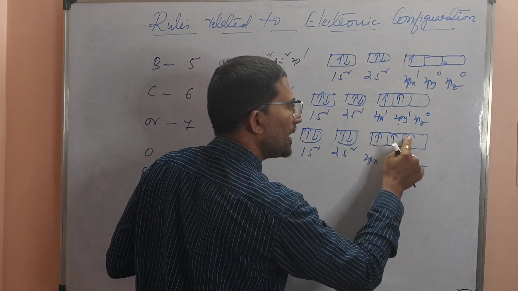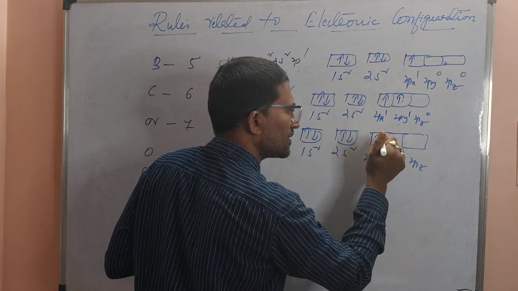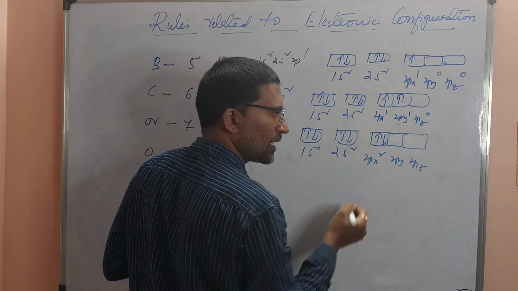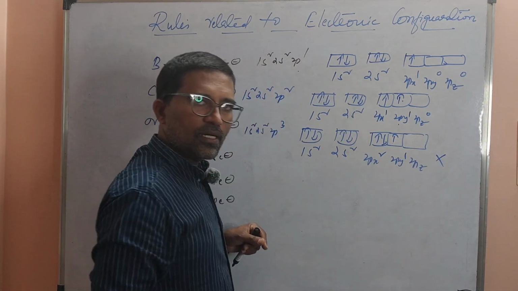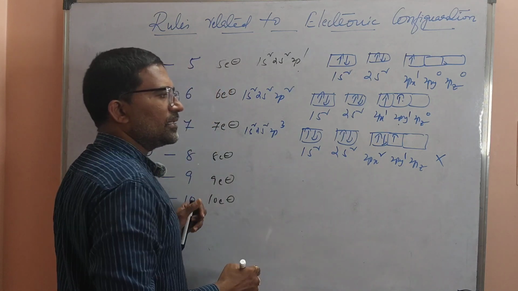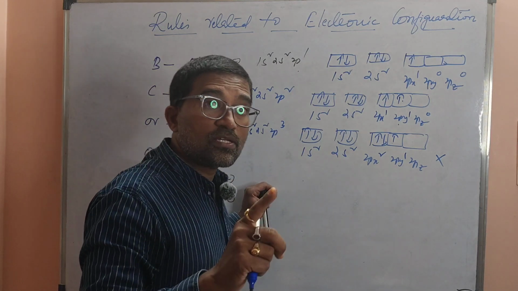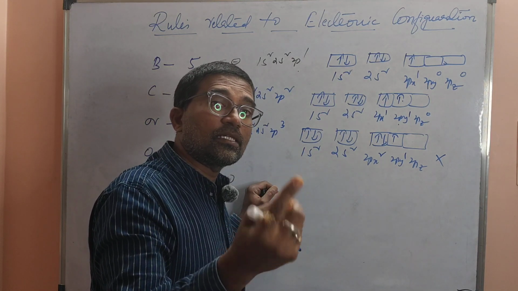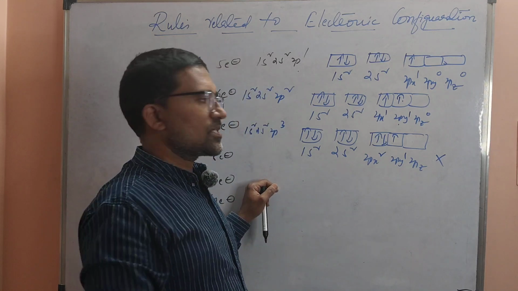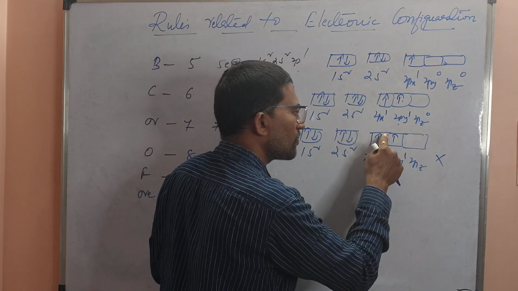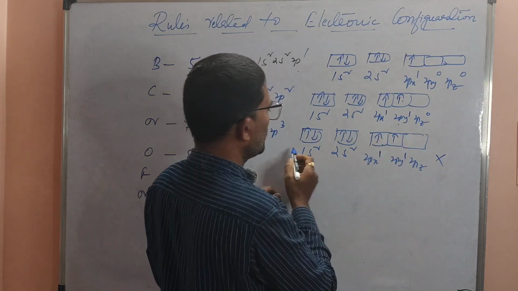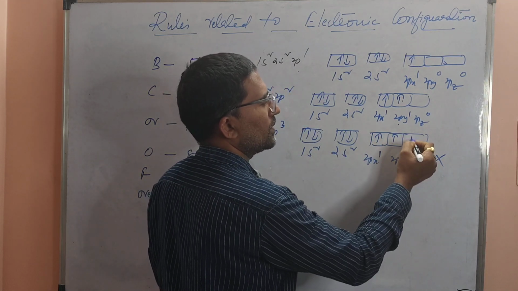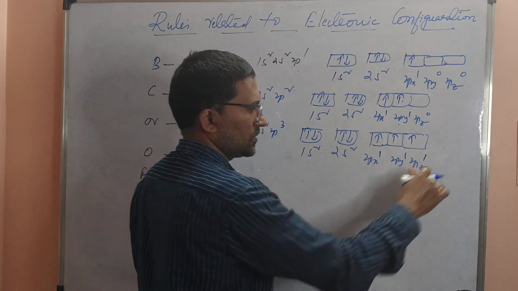You can't fill directly like this: 2px2, 2 electrons, 2py, 1 electron. It is totally wrong. Understood? According to the statement, pairing of electrons takes place only after all available degenerate orbitals are occupied by 1 electron each. So the first one will be filled here, another one here, and the third one will be 2pz1. I hope you understood this.